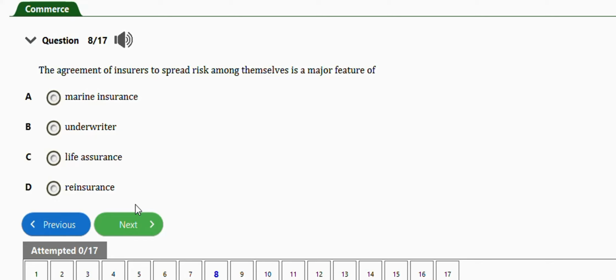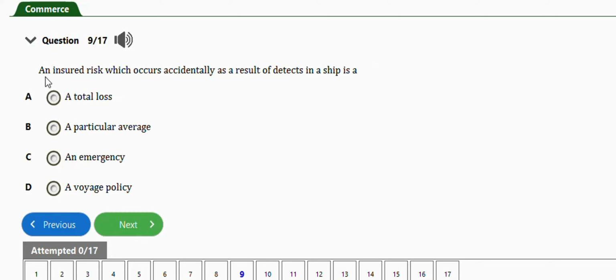Okay. The next question is one. An insured risk which occurs accidentally as a result of defects in a ship is: a total loss, a particular average, an emergency budget policy. The right answer is option B, which is a particular average.